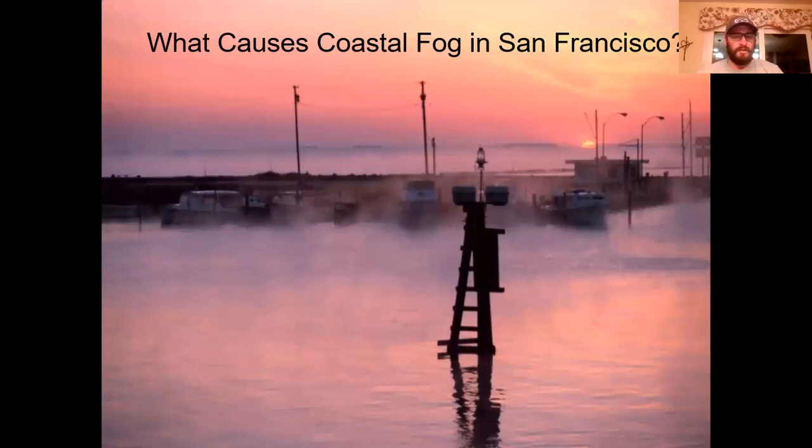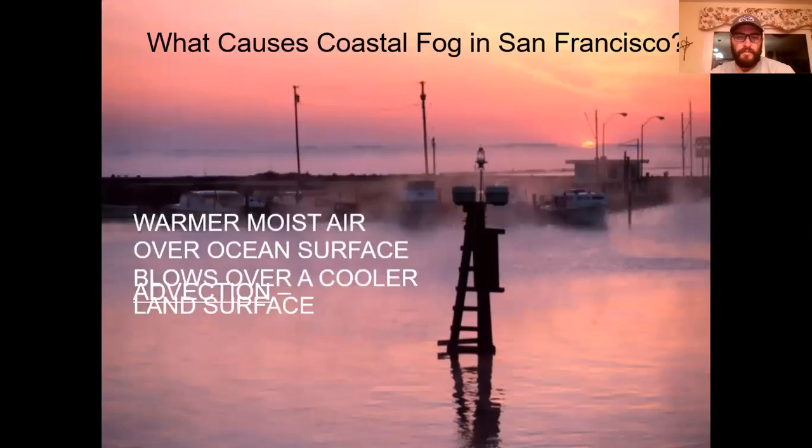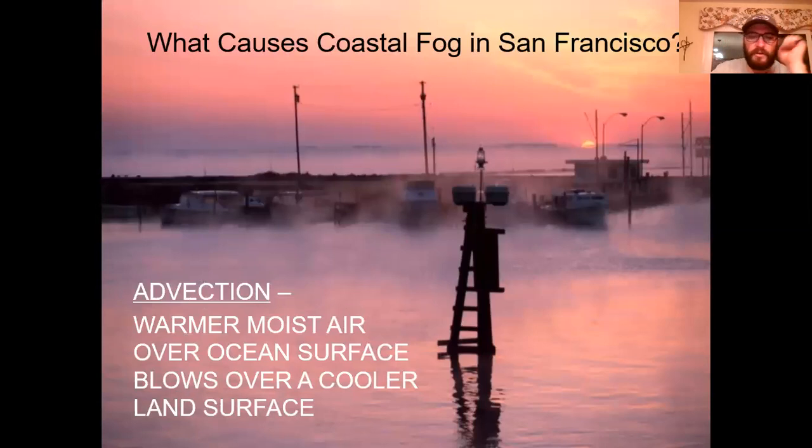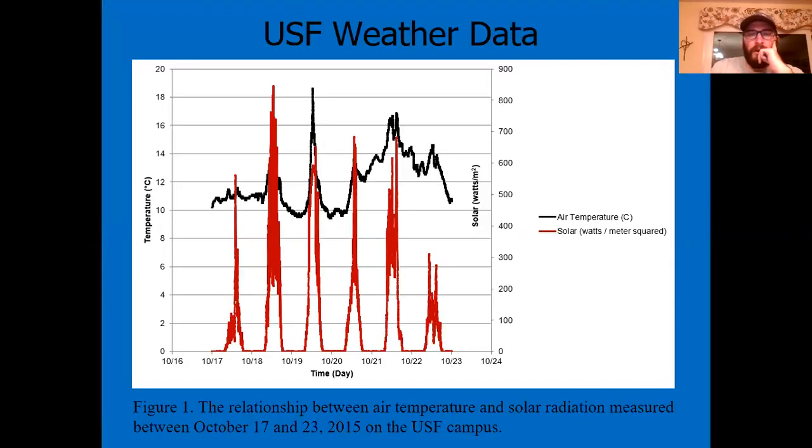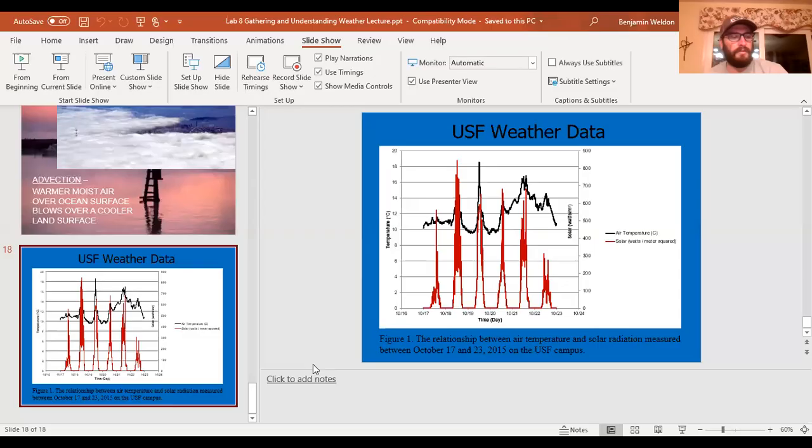What causes coastal fog in San Francisco is advection: warmer, moist air over the ocean surface blows over a cooler land surface, and this causes it to condense. And then this just shows the temperature between solar radiation measured and air temperature on USF's campus. That is it for the slides.